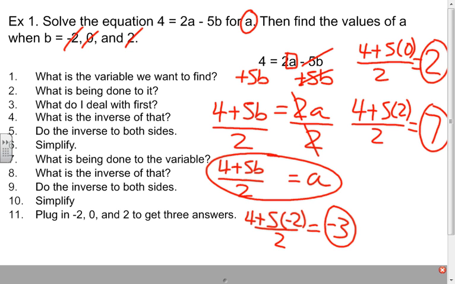So this problem has 4 parts to it. I had to get a by itself, figure out the equation, and then I had to plug in 3 different numbers and get 3 different answers.